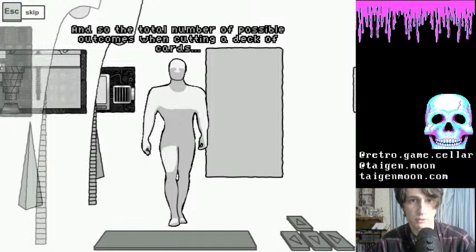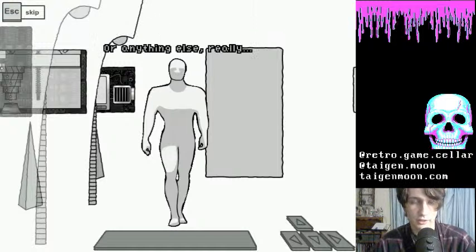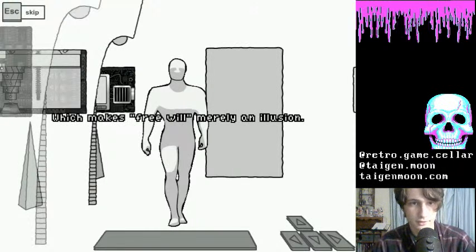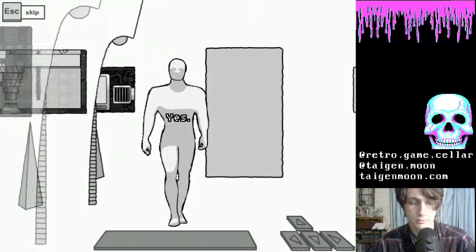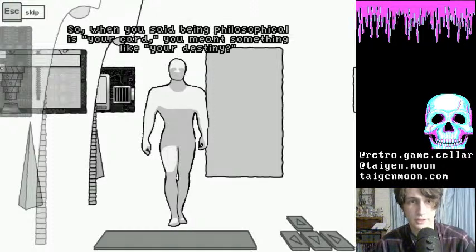And so the total number of possible outcomes when cutting a deck of cards, or anything else really, is 1. Which makes free will merely an illusion. I don't know about that. Has anyone ever told you that you're really depressing sometimes? Is that like an illusion? But wait, hang on. So when you said being philosophical is your card, you meant something like your destiny? Was it a pun?